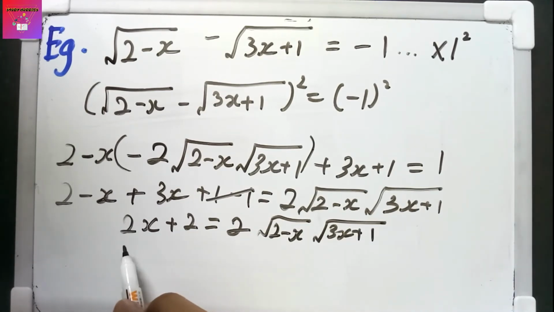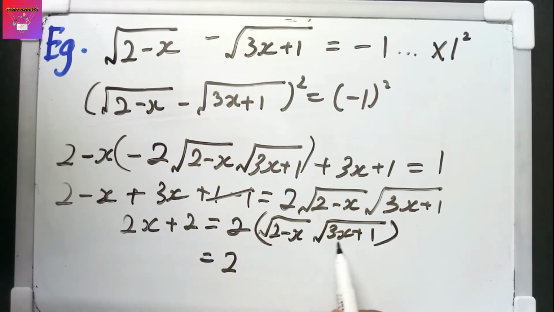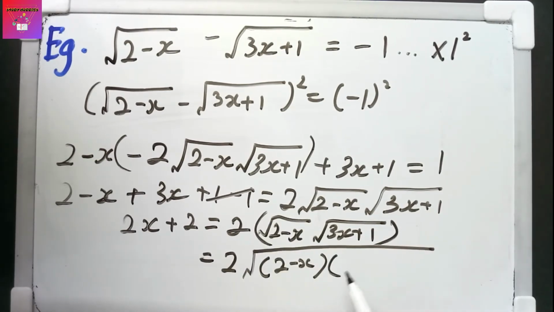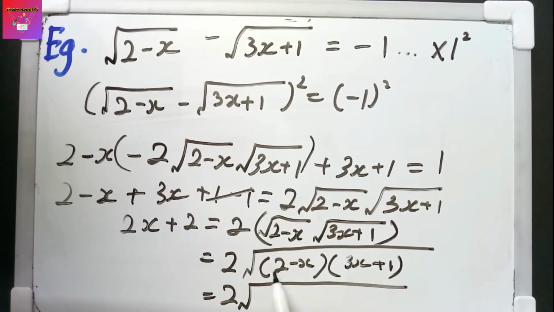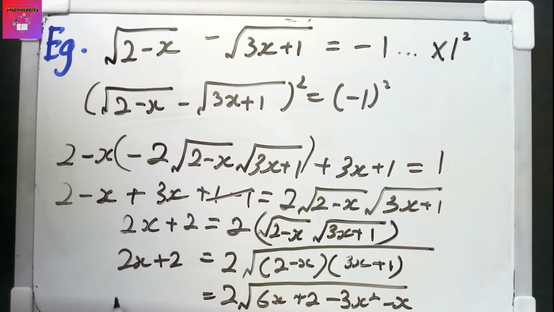Okay, so now before I simplify this whole equation, I would like to solve particularly this part. As we have seen in our rules of surds, we can actually multiply both contents in both of these surds into one surd. So 2 minus x times 3x plus 1, which produces 3 times 2, 6x plus 2 minus 3x squared minus x. Okay, so this side just remains for now.